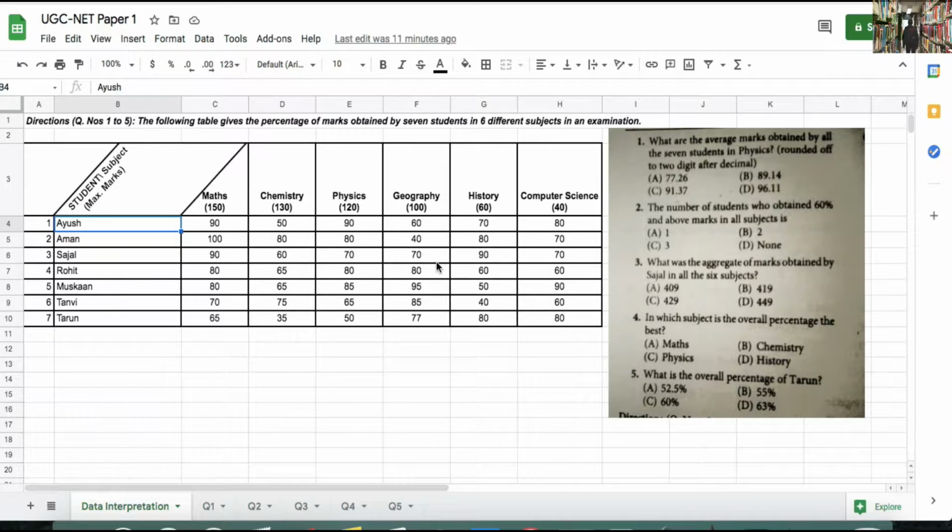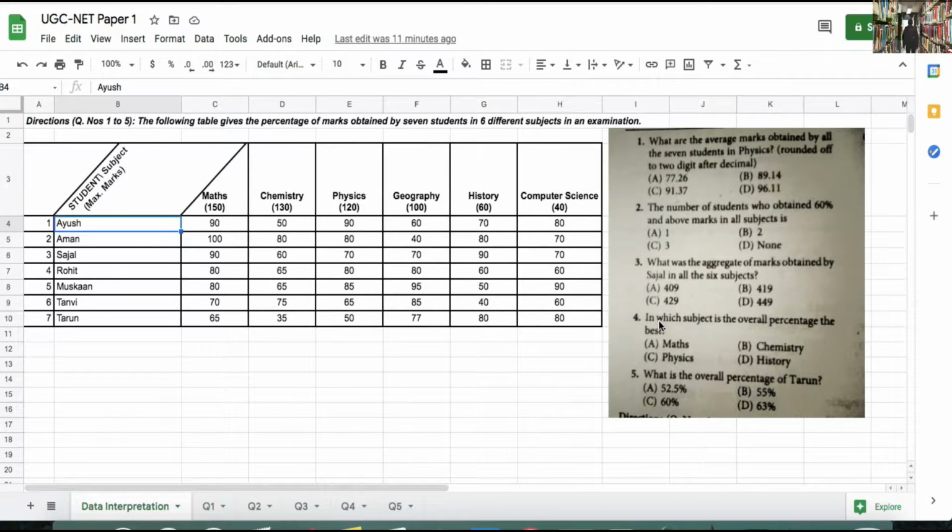Before I proceed further, you need to understand what data interpretation is. Data interpretation is nothing but the extraction of maximum information from a given set of data or information. It is that simple. You will be given a data set, and there will be some questions. Based on these questions you should be able to answer, looking at the data set.